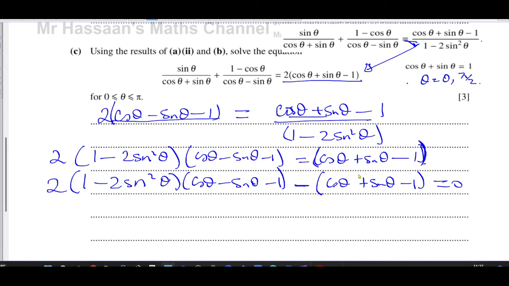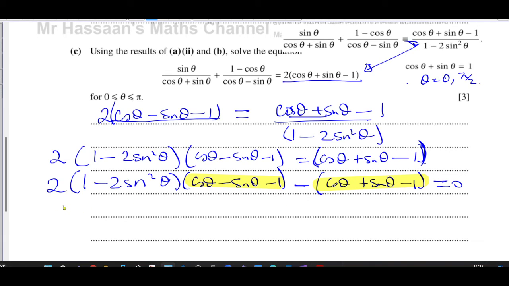This is the same as, taking them on the side individually, and you'd end up with minus cosine theta minus sine theta plus 1. It's the same thing, but I've kept it in this bracket. Why? Because I noticed that these two are going to be the same, and when I want to solve equations like this, I want to try to factorize, use the zero product property.